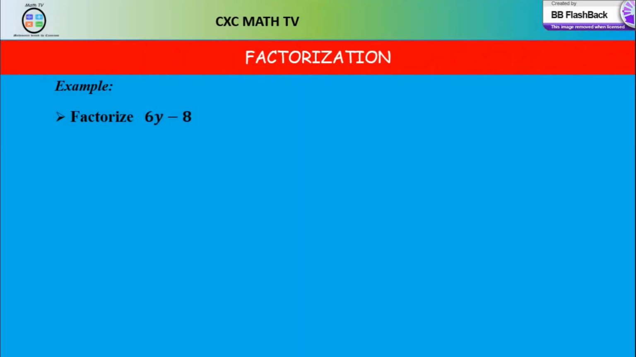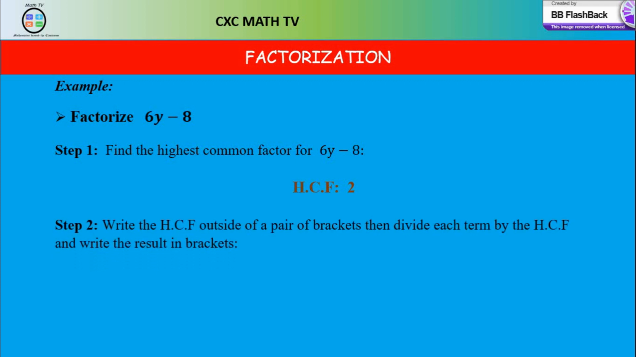So, factorization, this is an example here: 6y minus 8. These two terms, 6y and negative 8, do have a common factor. The first step you should always do is find the common factor between the terms. The common factor between 6y and negative 8 is 2. That's the highest common factor, so we're going to factor out the highest common factor from those two terms.